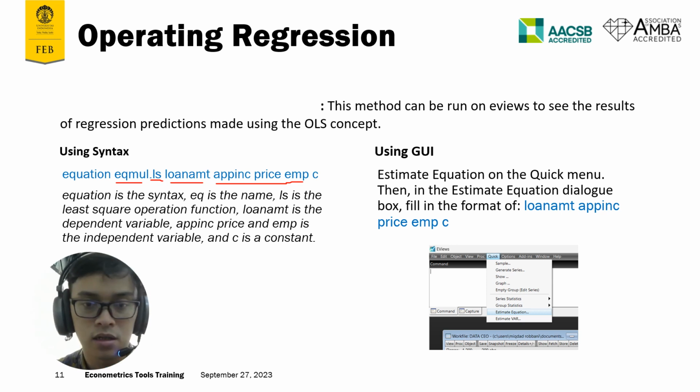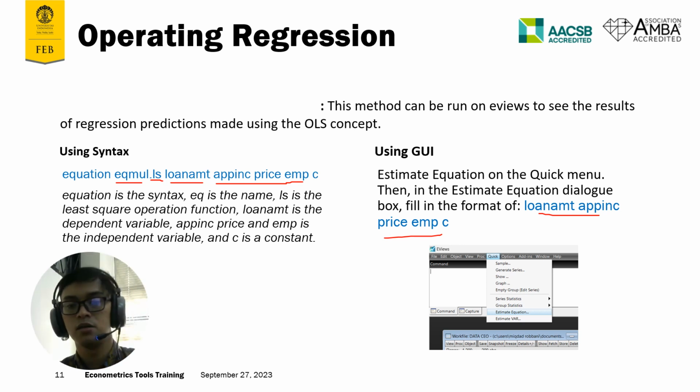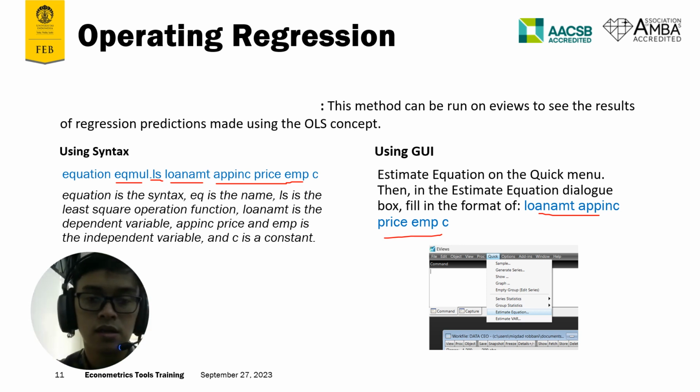Apping is the applicant's income, and emp is the employment period, if I'm not wrong, and price is the house price that you want to know. This is the general user interface. We can also use the estimate equation quick and estimate equation dialog for the loan amount, apping, price, and emp. And then for the regression, there are some assumptions.